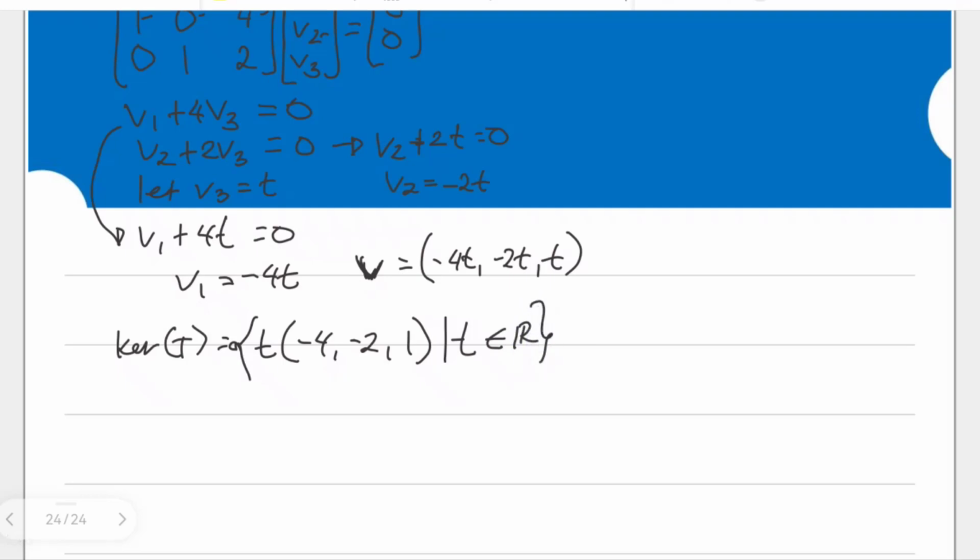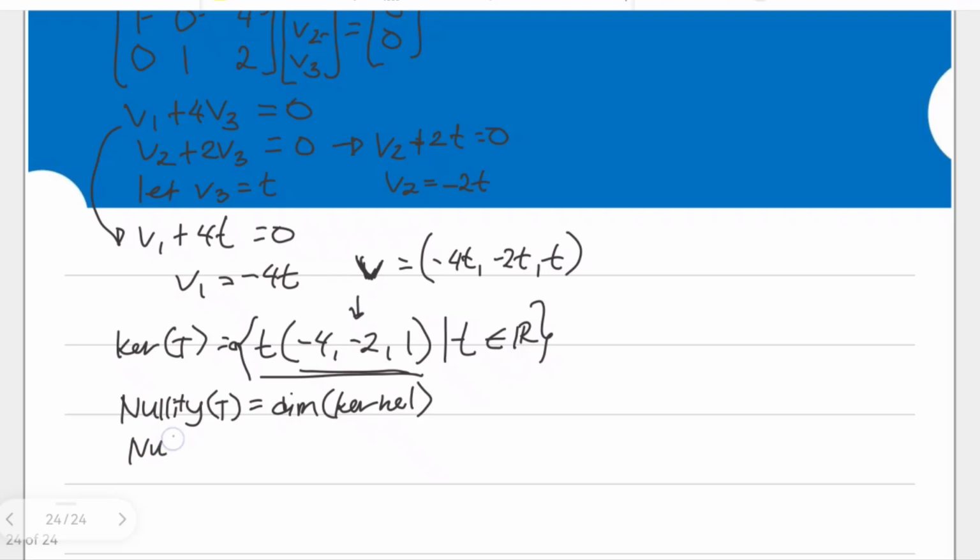The kernel is the set of all vectors in this form. So there are many, but there's only one specific vector here, and pertaining to your nullity, because the nullity of T talks about the dimension of the basis of your kernel. We only have one here, so the nullity of T is just equal to 1. Okay, so we have 1, and this is the kernel of T.